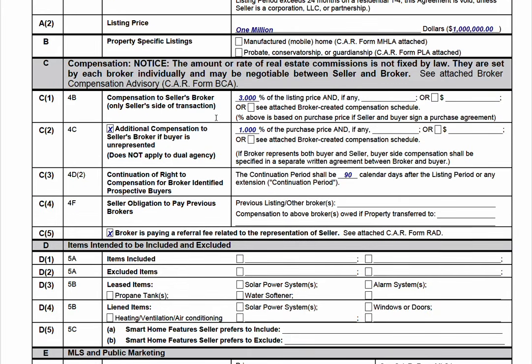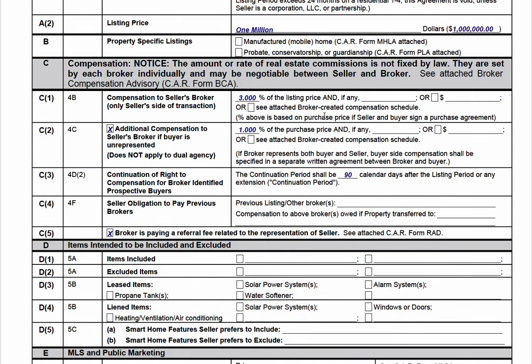Compensation to seller's broker, the important part. So keep in mind, this is a very, very important point because most agents now know since the NAR settlement that there is zero talk about buyer's broker or buyer's agent compensation on the listing agreement. There's no mention of it, zero. We're only talking about the listing broker. So we put in a nice 3% because that's what we deserve.